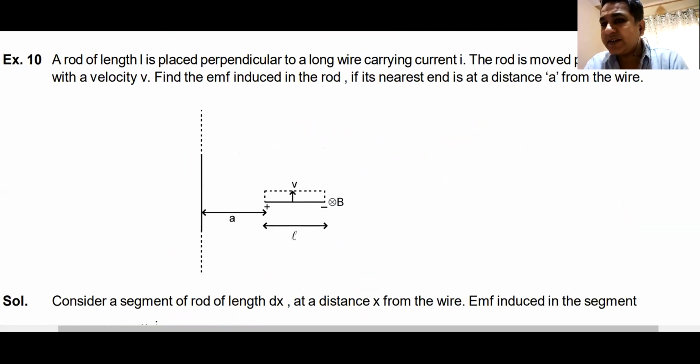This one comes next. A rod of length L is placed perpendicular to a long wire carrying current I. A rod is moved parallel to the wire with a velocity v. Find the EMF in the rod if the nearest end has a distance a from the wire. What about this one? I'll give you a minute. Think about it.